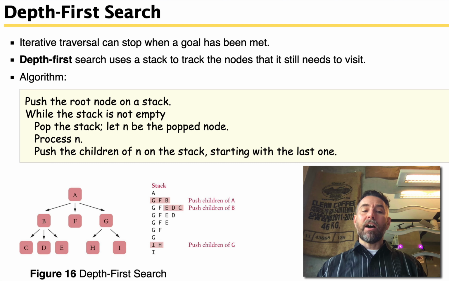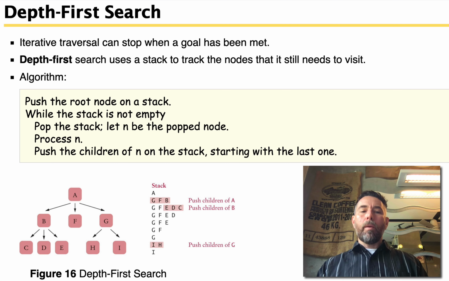We pop C off the stack, process it, and it has no children. We pop D off the stack, process it, it has no children. We pop E off the stack, process it, it has no children. Now we get back to B, but we've already processed B, so we don't need to pop it off the stack. We pop F off the stack.